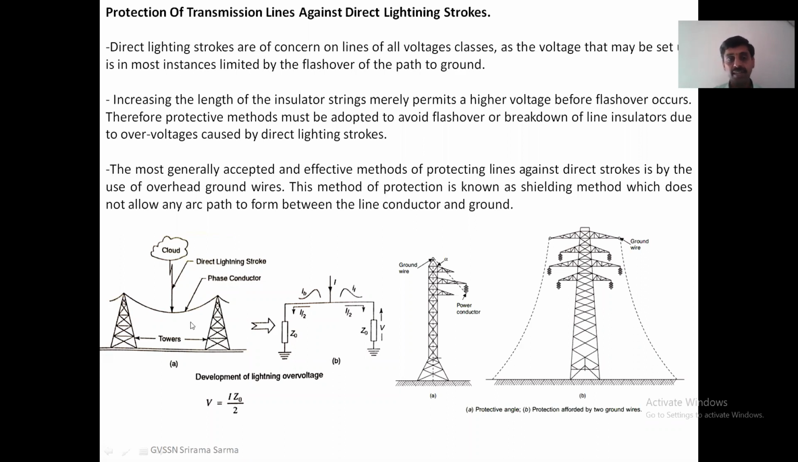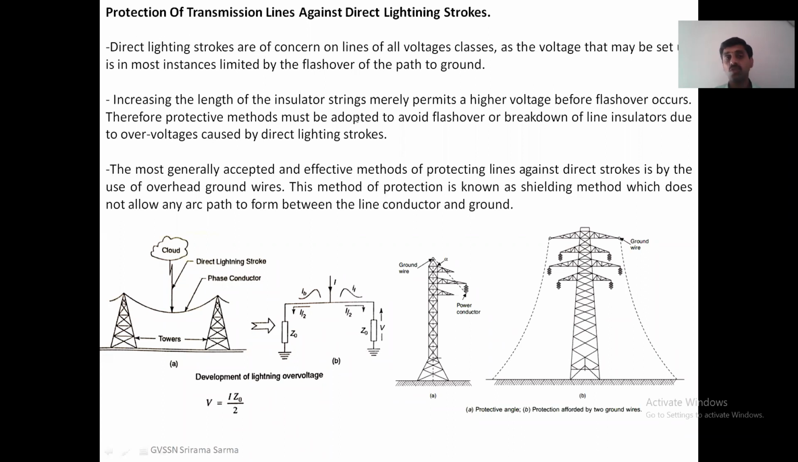You can see here two towers and there is a ground wire. This is the phase conductor and there is a direct lightning stroke here. We are going to discuss how the discharge takes place. Here you can see a tower. At the top of the tower is the ground wire, and you can see the three phases. There is an insulator, and there will be some swing given. There are two ground wires here. There are H towers, T towers, different towers. We are going to discuss how the ground wire is used to protect the transmission lines against direct lightning strokes.